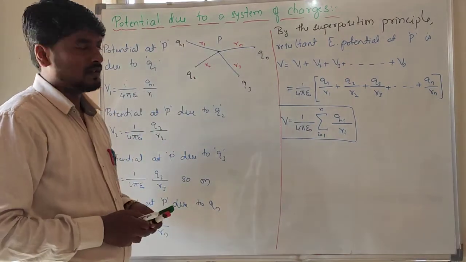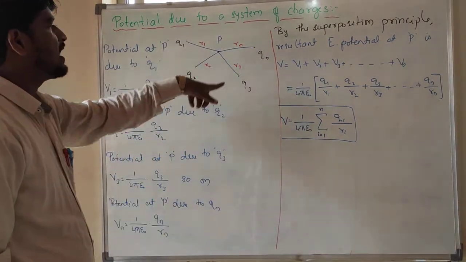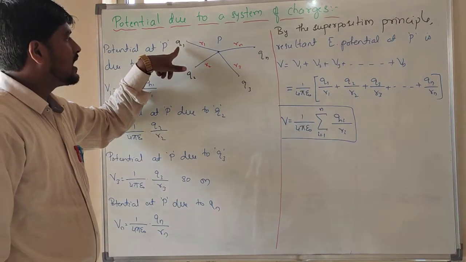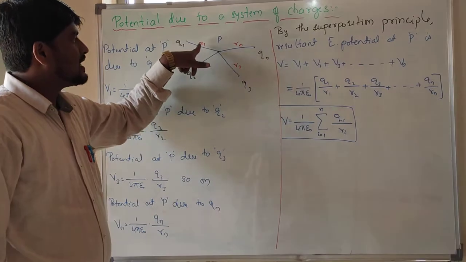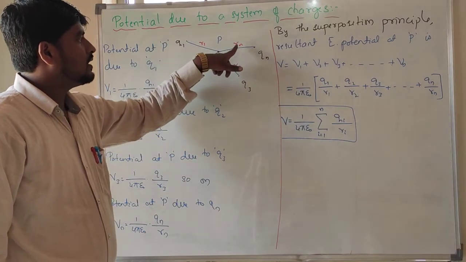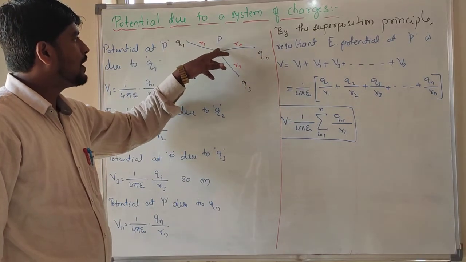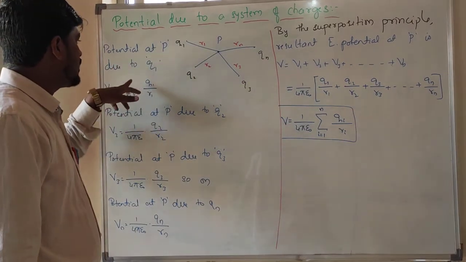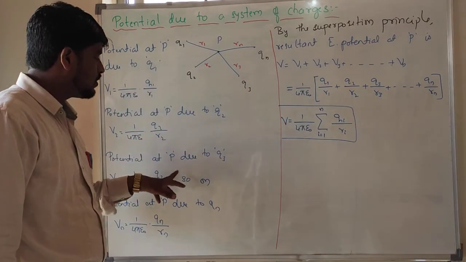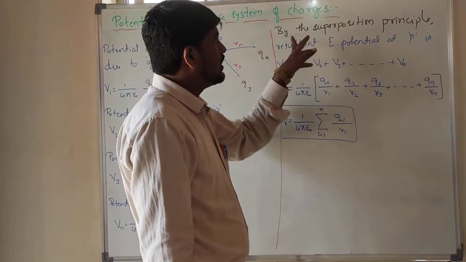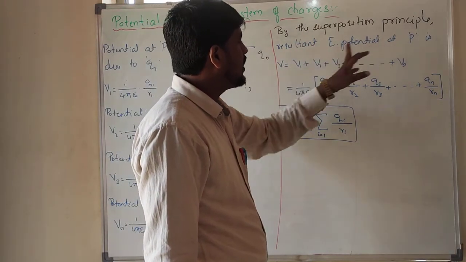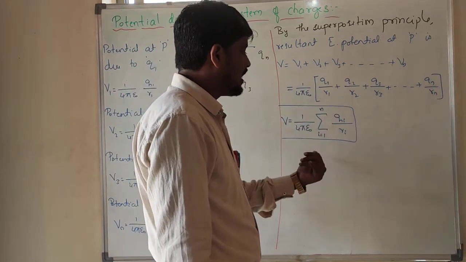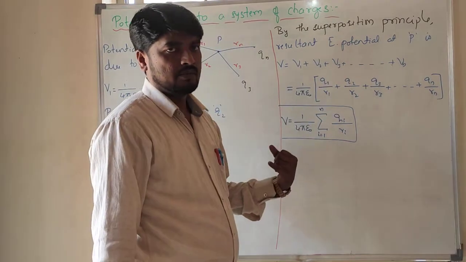So first you have to describe the diagram considering the point charges Q1, Q2, Q3, and so on up to Qn at distances R1, R2, R3, and so on up to Rn from point P. Then write the potential at point P due to Q1, due to Q2, due to Q3, and so on due to Qn. Then use the superposition principle, calculate the resultant electric potential at point P using the summation, and arrive at the final expression.